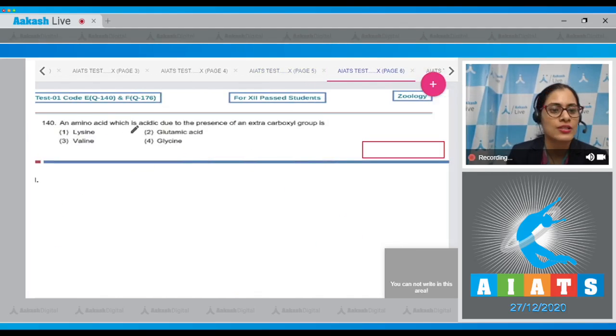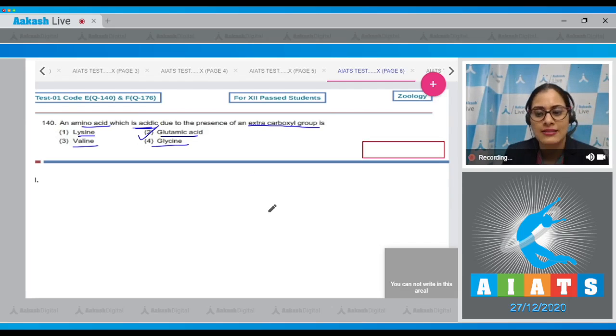Question number 140. An amino acid which is acidic due to the presence of an extra carboxylic group is, and the options given are lysine, glutamic acid, valine, and glycine. And the correct answer to this question is option number 2, glutamic acid. Glutamic acid and aspartic acid are acidic amino acids, whereas option number 1, lysine, is incorrect because lysine is a basic amino acid.